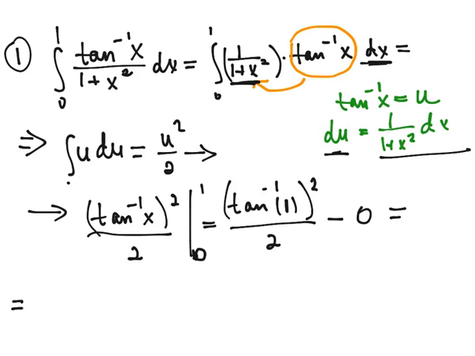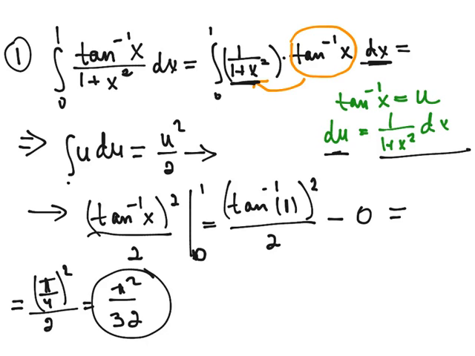Tangent inverse of 1 equals 45 degrees. That would be pi over 4. Then you have to square it over 2. Therefore, you get pi squared over 16, but you divide by 2, that would be 32. So this is my first example.